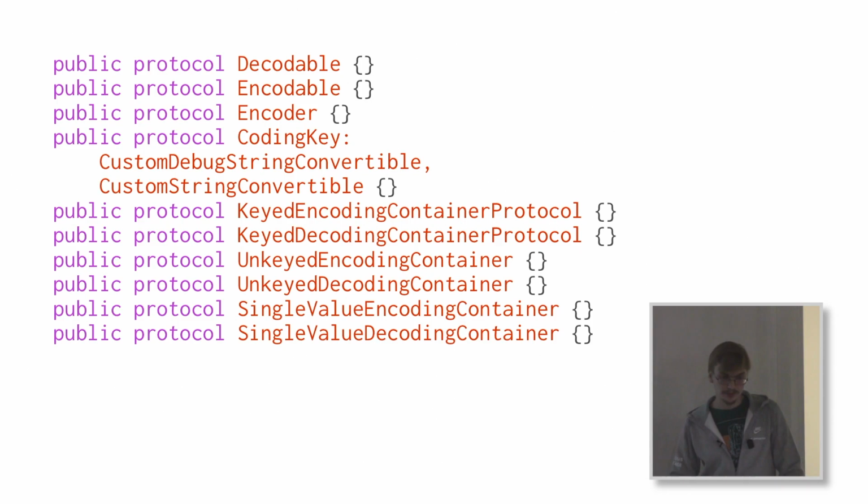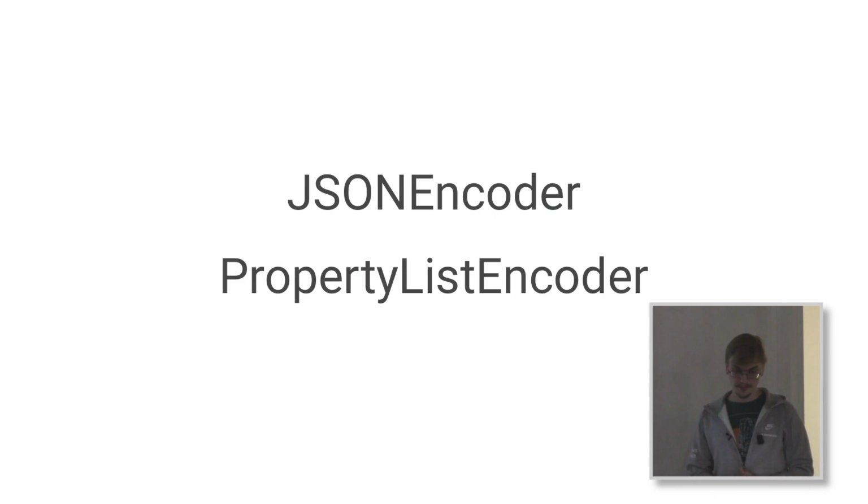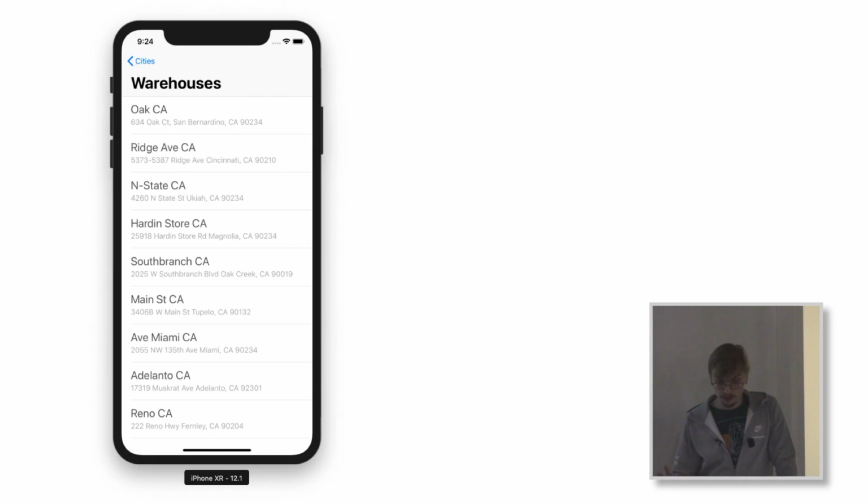Codable is a great example of a system designed based on protocols. Almost everything is a protocol there. And among the concrete classes, we have these two encoders. But because of the protocols, the system is quite flexible if you want to extend it and introduce some custom coders for custom formats.